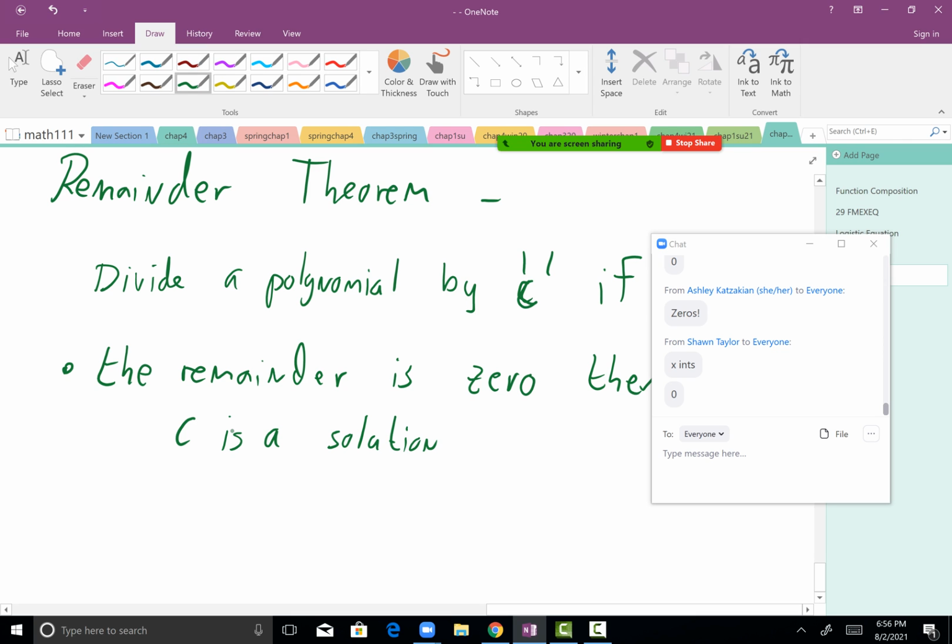So now you know about the remainders. So hey, if I get a remainder of 0, that tells me something about that particular number that I divided by. All right?